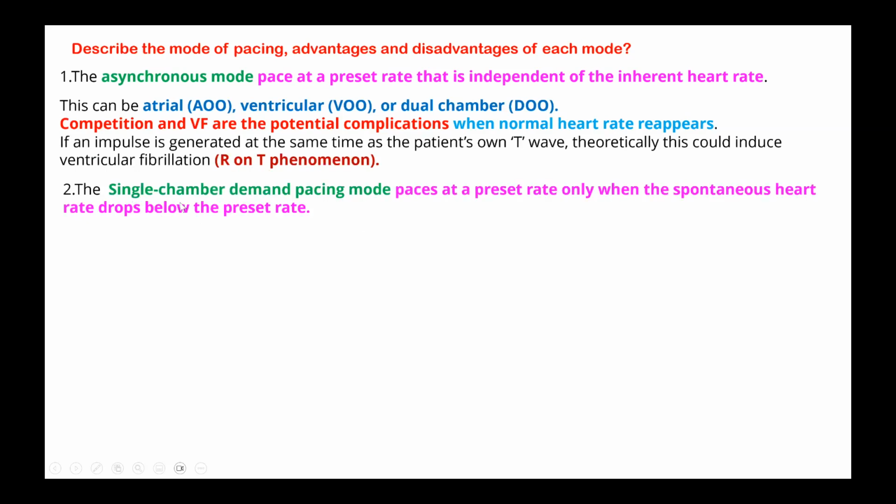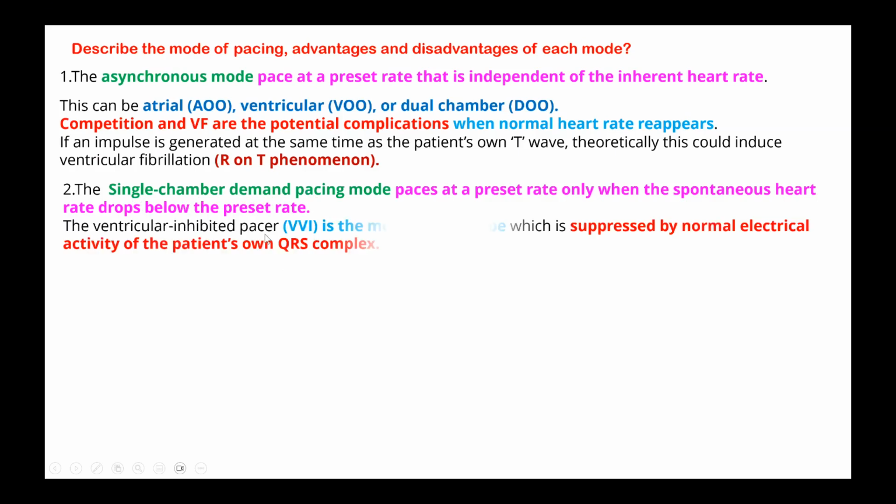The second mode, which is called the single chamber demand pacing mode, paces at a preset rate only when the spontaneous heart rate drops below the preset rate. So this is a much safer method, and this is also called demand pacing. So when the rate goes below a particular level, which is set in that machine, you can program it in that way, and automatically the pulse generator will deliver a current and maintain the rate.